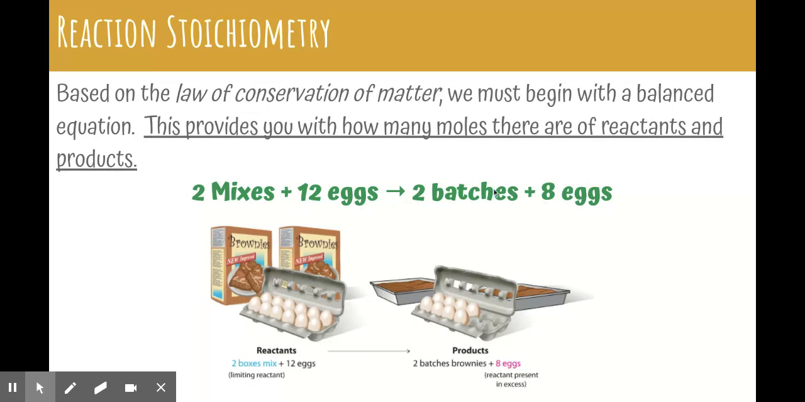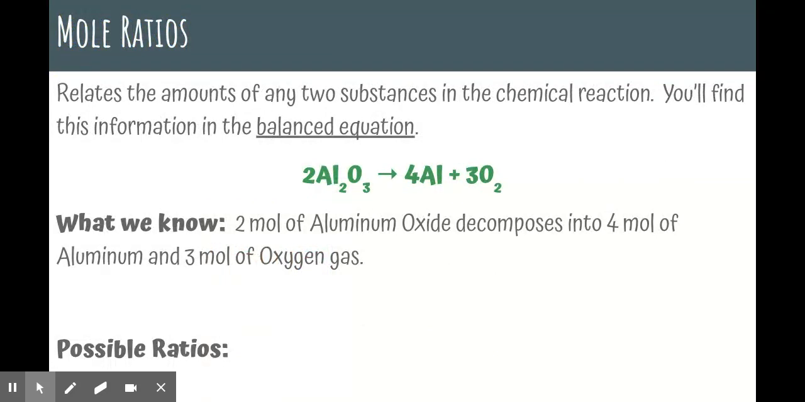Okay, so if you look at this very basic example down here of brownies and eggs, we start with 2 boxes of mix plus 12 eggs, which will yield 2 batches plus 8 leftover eggs. So we know the ratio. We know that for every 2 boxes of mix, I'm going to get 2 batches of brownies, or for every 2 boxes of mix, I'm going to have 8 eggs left over. So these are going to be very useful ratios for your conversions in stoichiometry. So the mole ratios is what I was just referring to. This is going to be your relation of the amount of any 2 substances in your reaction. So you will find this in your balanced equation.